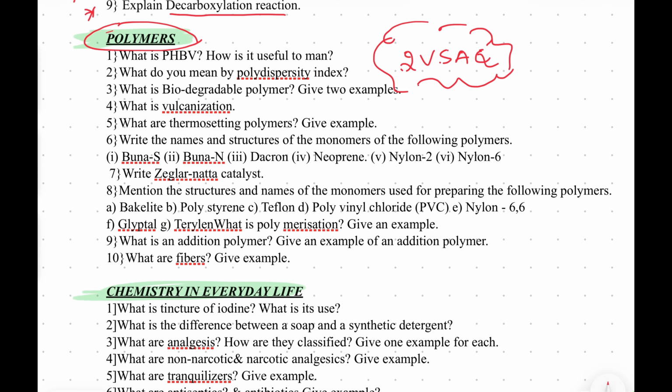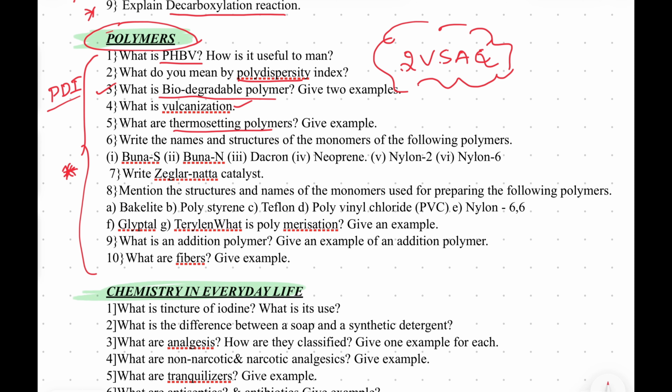So in this, most important, all are star questions. There is none without a star, right? That is PHBV, very important. So PDI, polydispersity index, PDI. We call what? PDI. Polydispersity index, very important. And biodegradable, very important, compulsory. Two VSAQs. Okay, vulcanization of rubber also important.